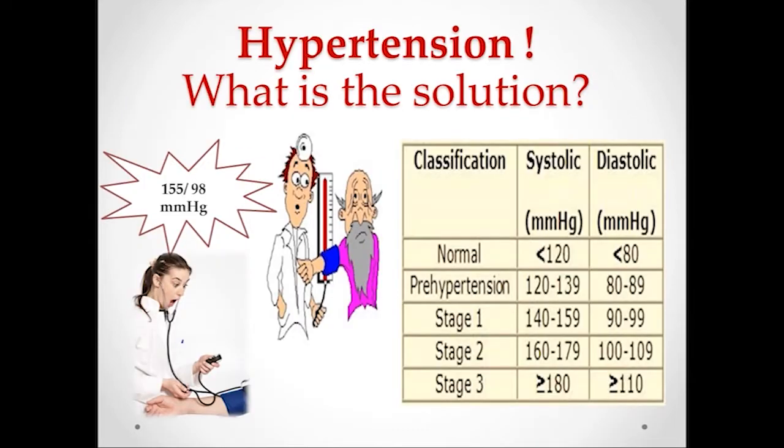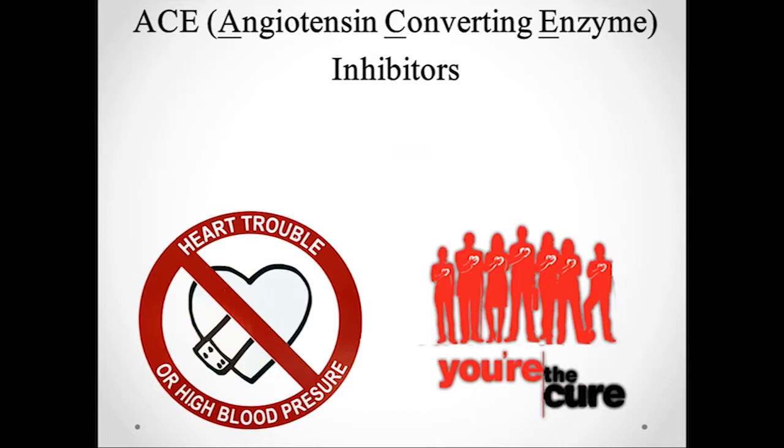Hi doctor, I've been having a regular headache recently. Let's do a regular checkup. Your blood pressure is 155/98, which is quite high, so I'll put you on ACE inhibitors. So, what is an ACE inhibitor?